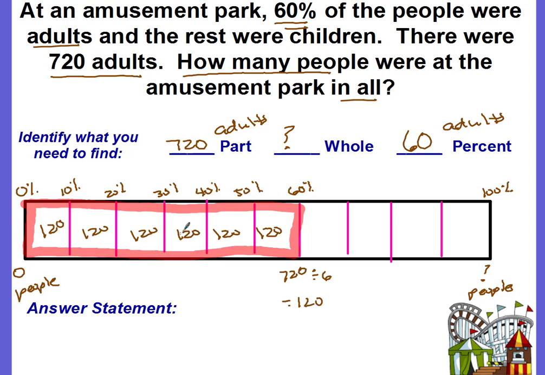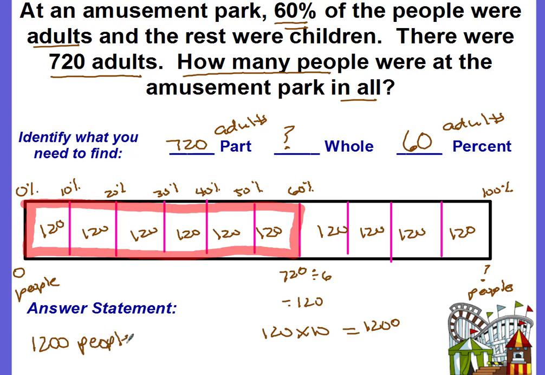And if each one of these parts is 120, that means all of the other parts are also 120 each. So I'm going to finish labeling. I could add up 120 10 times, or I could do 120 times 10, which will give you 1,200. So our answer statement would be 1,200 people at the amusement park.